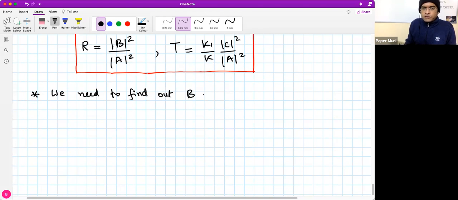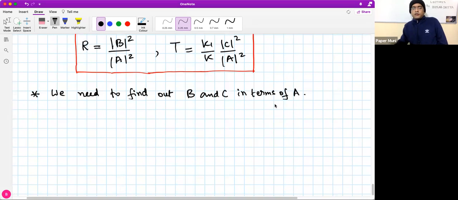Now what we are looking for is B and C in terms of A. If I am able to get B and C in terms of A, we are done. Now, how do we get A, B, and C in terms of A?